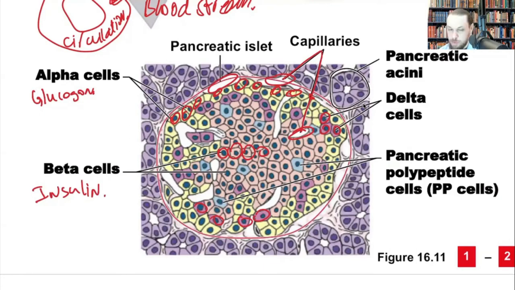So what you want to remember, right: insulin is secreted when the glucose concentration is high, and glucagon is secreted when the glucose is gone. So glucose is gone, glucagon.